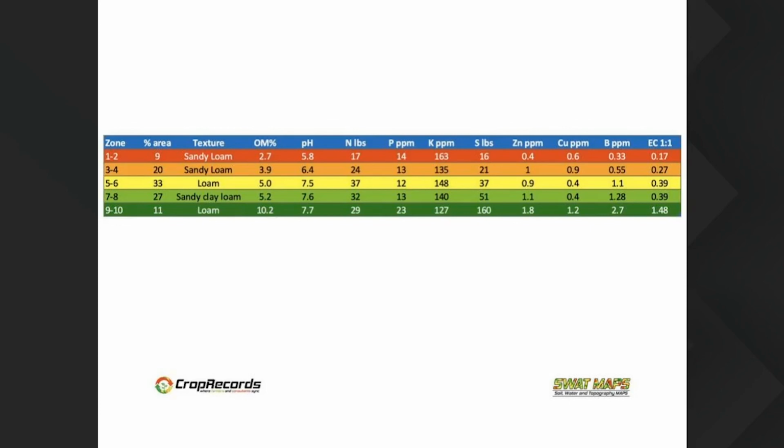What we see is these sandier loams that have less organic matter just simply have less buffering capacity to resist the acidification of the soil over time. So that's really common.